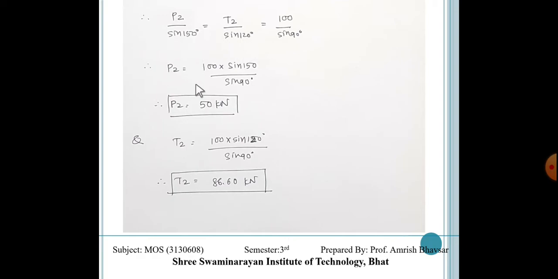So P2 is equal to 50 kilonewton. It is the minimum force, and T2 is equal to 86.60. Here, due to this simple modification, we can reduce the effort.